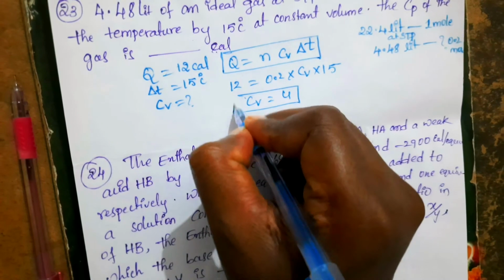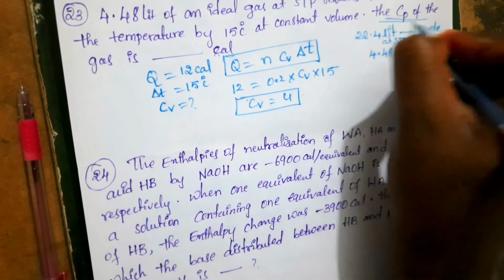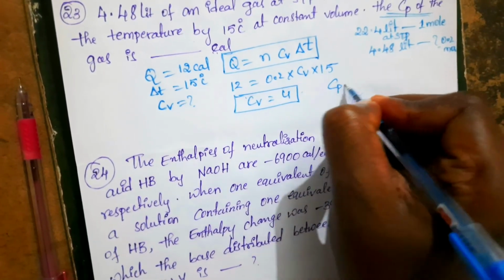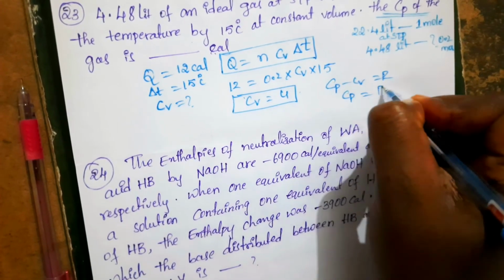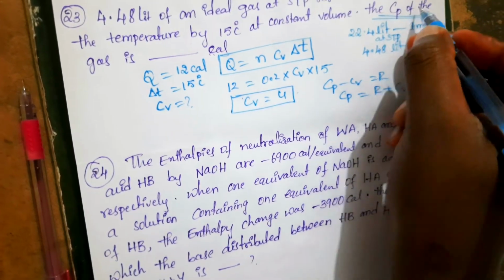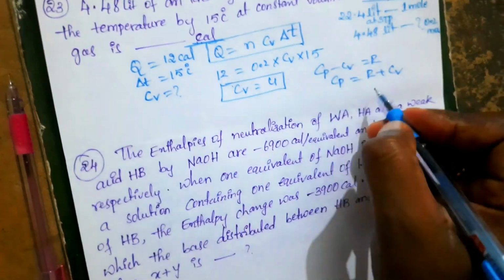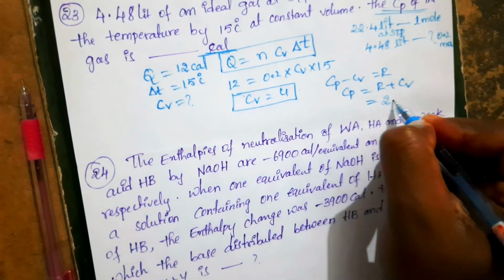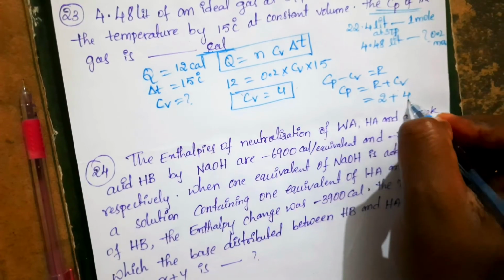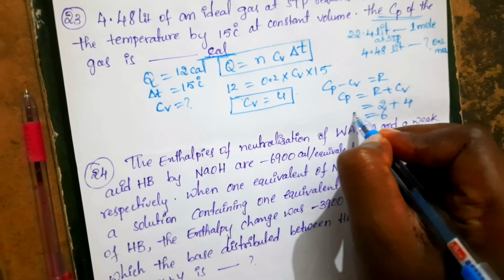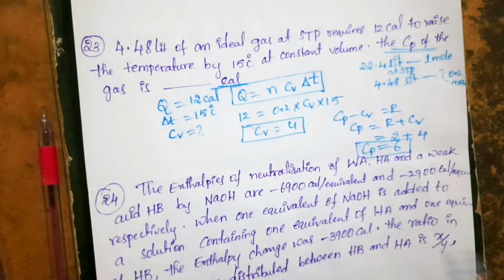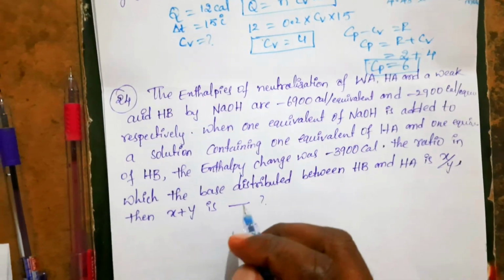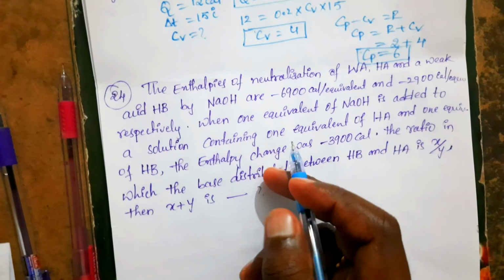Cv is equal to 4 we got, but they are asking Cp. We know that Cp minus Cv is equal to R. From this, Cp is equal to R plus Cv. Now they are asking Cp in calories. R value in calories will be 2, Cv is 4, so 2 plus 4 is 6. Cp is equal to 6. Is that clear? This question looks big, but it is very simple.